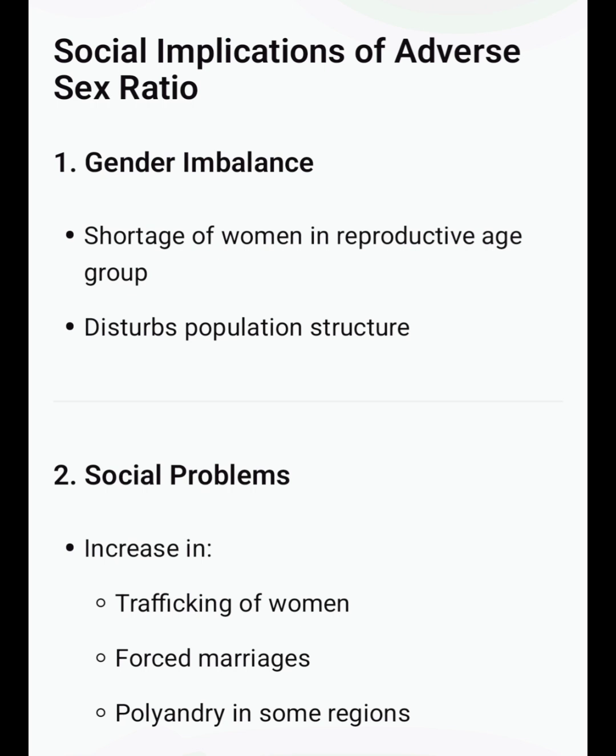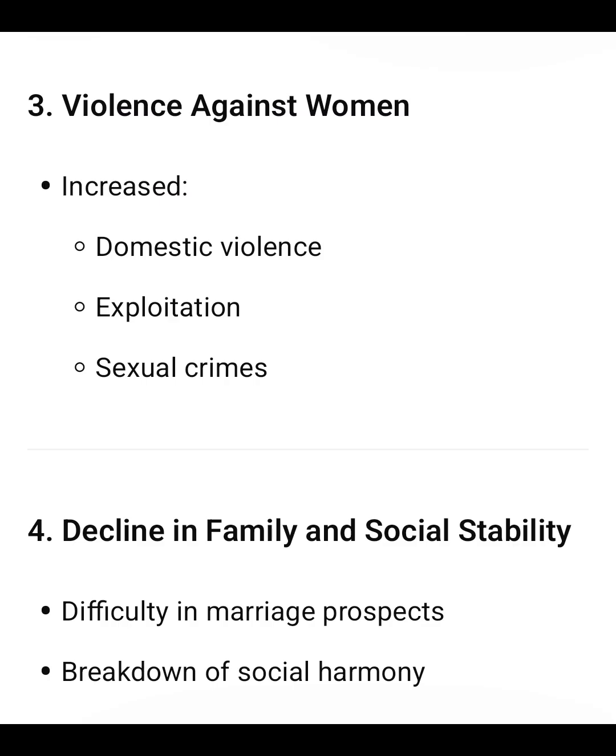Next one, social implications of adverse sex ratio. The first one is gender imbalance: there is a shortage of women in the reproductive age group and a disturbed population structure. The second social problem: there is an increase in trafficking of women, forced marriage, and polyandry in some regions. Then violence against women: increased domestic violence, exploitation and sexual crimes. The fourth one, decline in family and social stability: difficulty in marriage prospects and breakdown of social harmony.